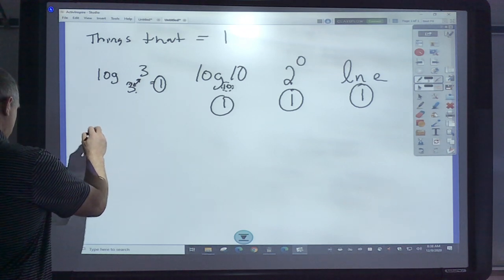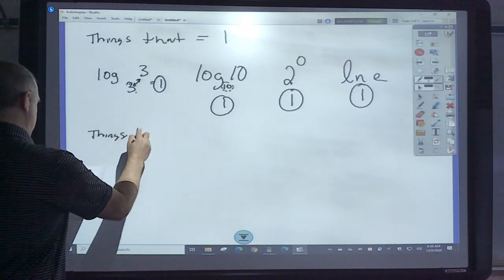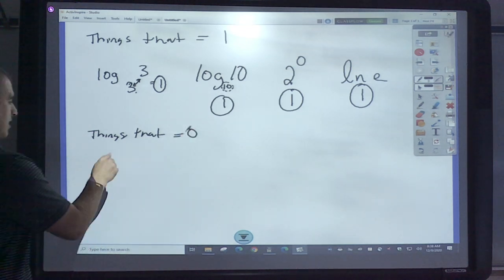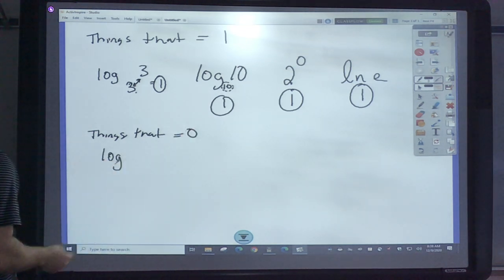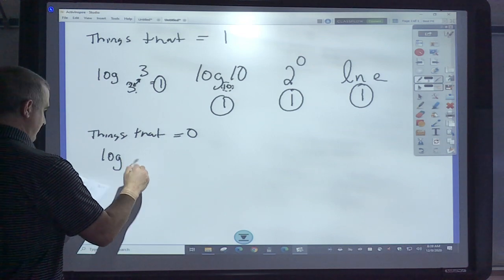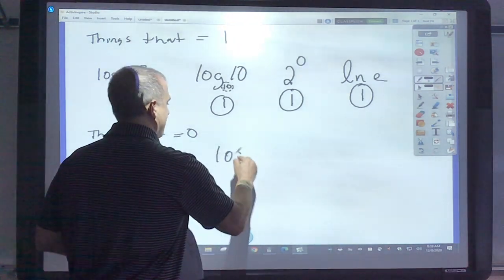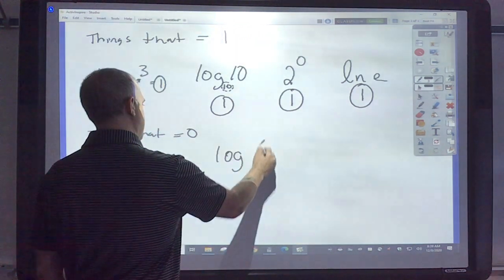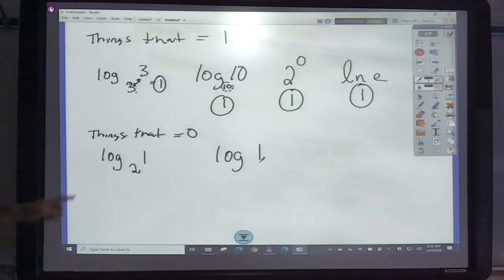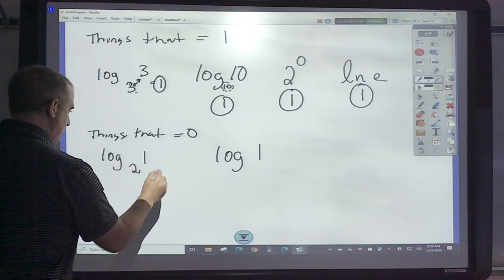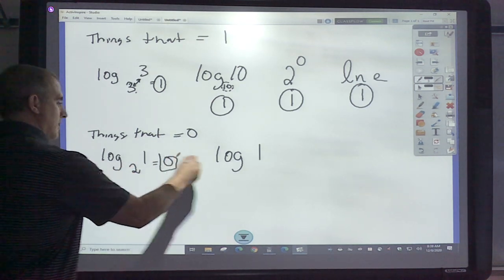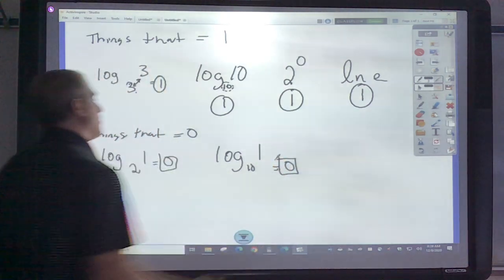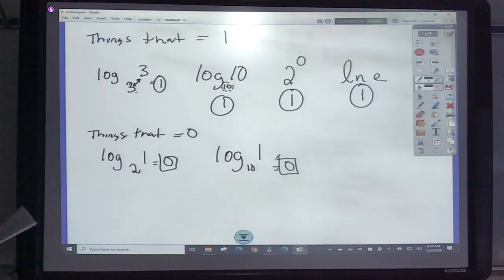Also, things that equal 0. The big thing is, there's more so for logs, to be honest. Anytime you have a 1 in this place, this would be 0. Remember base 10, but this result would also be 0. We'll discuss why in a little bit, but that's something you need to know.